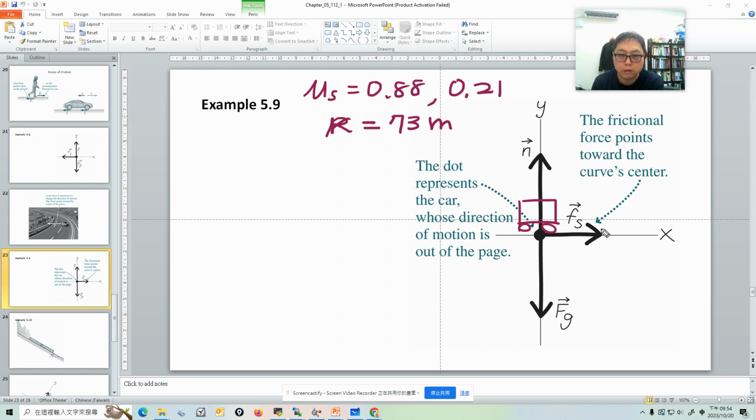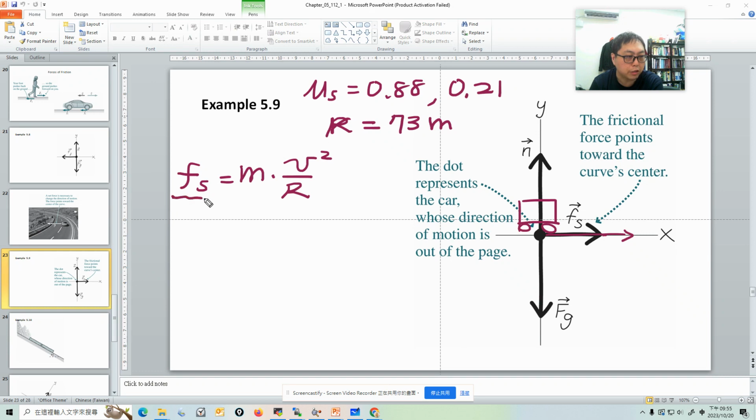So actually, let's assume the centripetal force is going in the x direction. You want to turn in this direction, the x direction. And the friction provides the centripetal force. So the friction force is equal to the centripetal force. What's the centripetal force formula? Do you remember that? It's mass times v squared over r. So v is your turning speed.